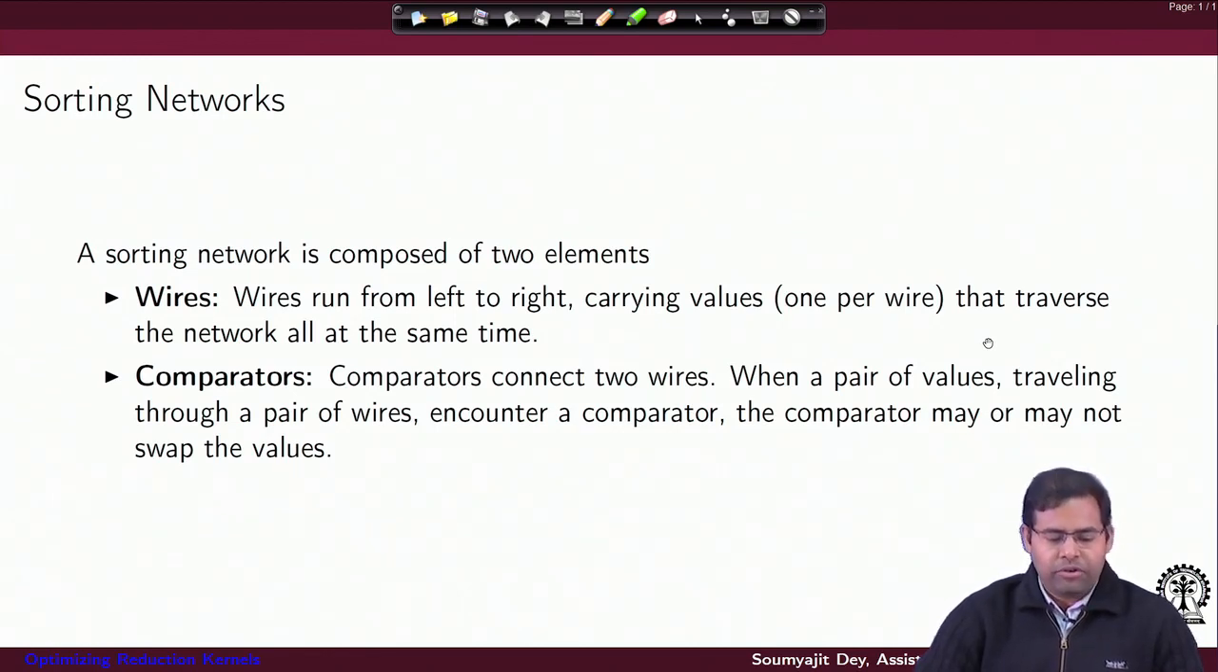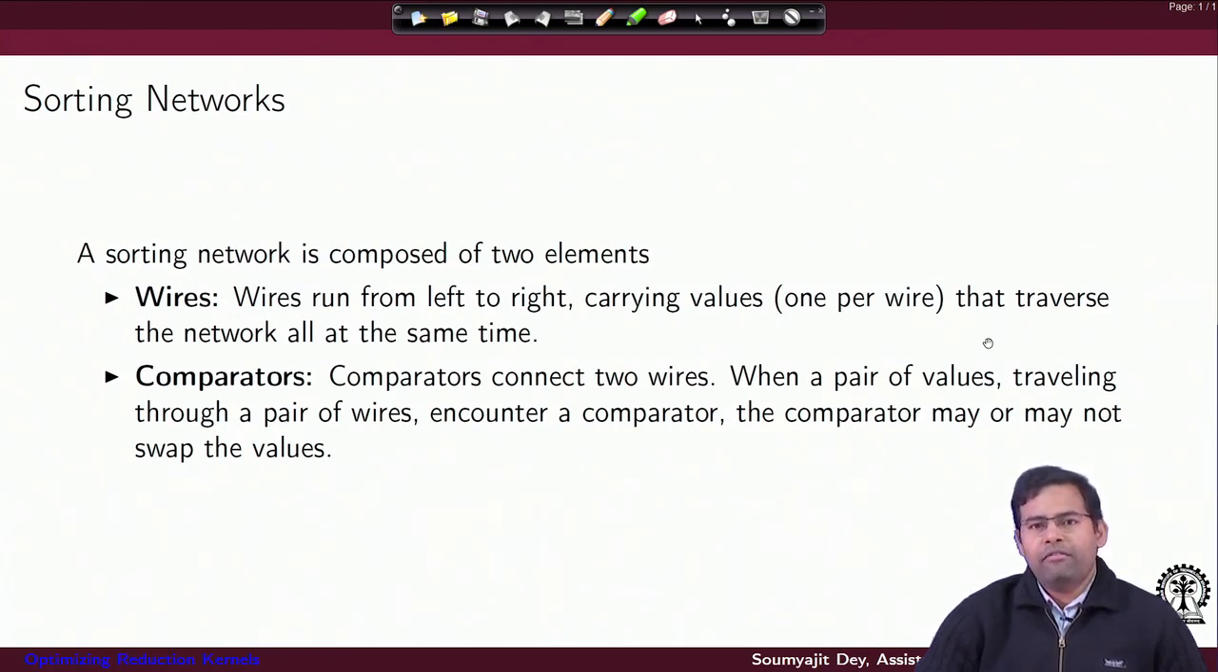For example, consider that you have some wires. The wires are running from left to right and they are carrying values. Each wire is carrying some physical signal value, let's say some numerical value in terms of bits. Consider an abstraction here. The values are traversing through the network from the left to the right, and in between we have some comparator circuits connected to the wires.